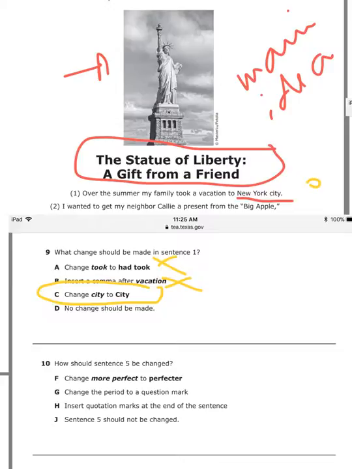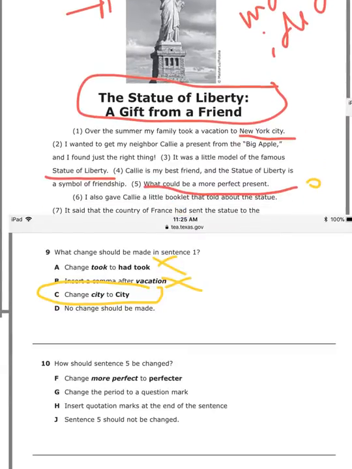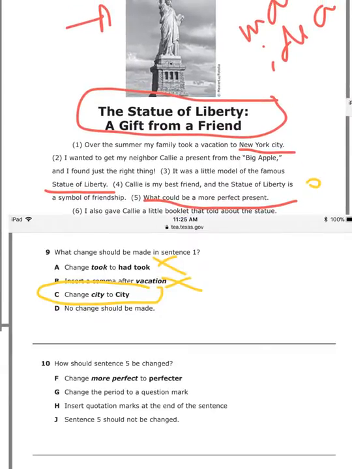All right. Question 10. How should sentence 5 be changed? Okay, I need to find my sentence 5 and I underlined it already. What could be a more perfect present? But that sounds like a question. What could be? Could it be a perfect present? Okay, there's something wrong with the punctuation. That I know. So let's see which one is correct. Change "more perfect" to "perfecter." "Perfecter" does not exist. Change the period to a question mark. That could be it. What could be more perfect?